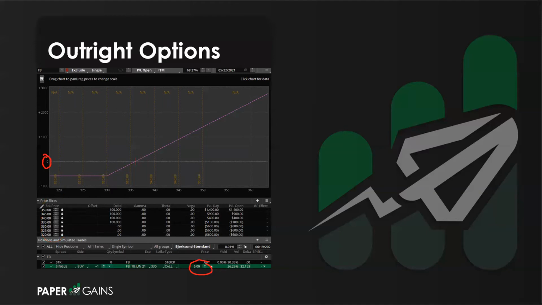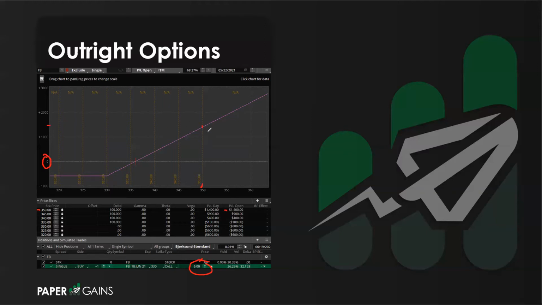So at $350, my $600 option is going to be worth $1,400, right? So where do I see that in the graph? At 350, here's 350, right? Here's my line, $1,400. That's right about there.